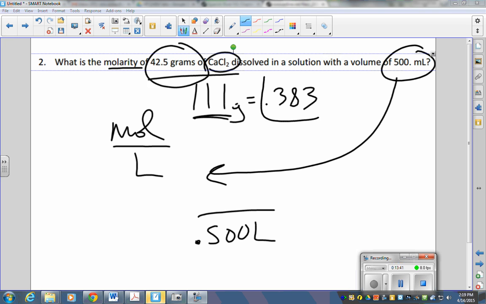I go 3.83 on the top. So I'm going to go 0.383 divided by 0.500. Bam. When I go, I get 0.766, capital M for molarity.